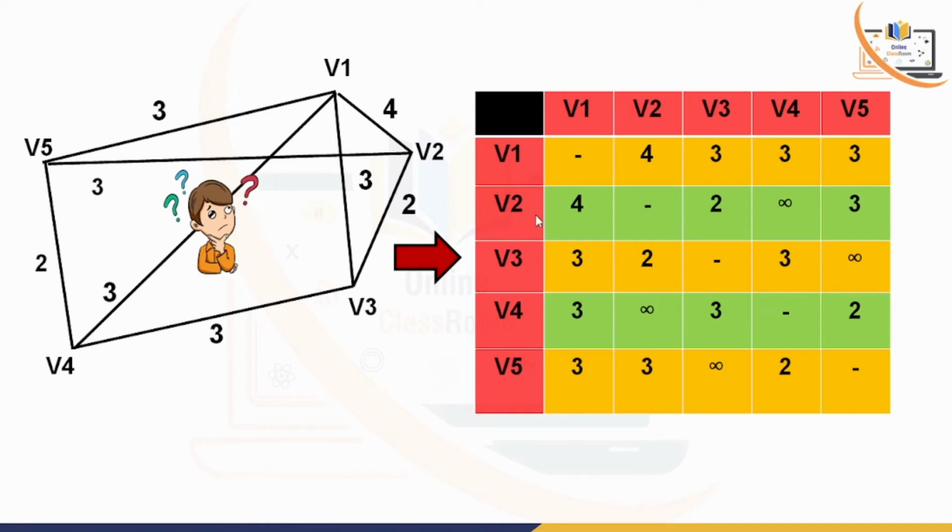Now we will fill up the second row. That means V2. Look at V2. V2 is connected with V1, weight 4. V2 connected with V5, weight 3. V2 connected with V3, weight 2. And look, V2 is not connected with V4. Since not connected, we will introduce the corresponding undefined symbol. Okay. That completes the second row.